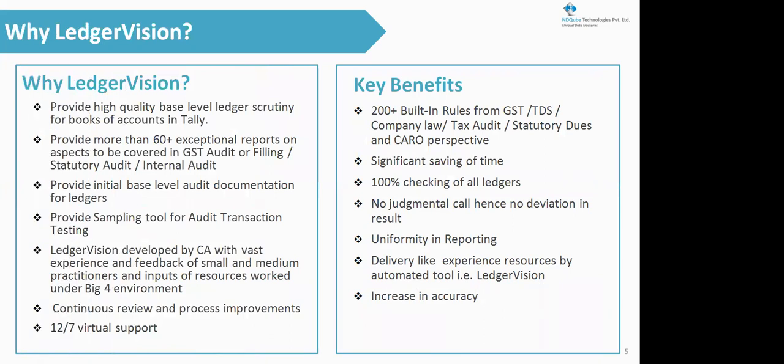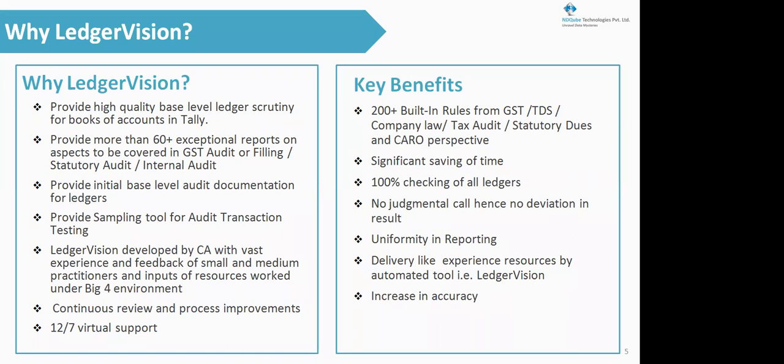So why Ledger Vision? It provides a high quality base-level ledger scrutiny for books of accounts in Tally. It works on Tally ERP 9 as well as Tally Prime, and even works on the education mode of Tally. There are around 67 reports which cover your GST audit, filing, statutory audit, internal audit, component audit, etc. It takes care of each and every voucher, so 100% scrutiny is there, no sampling. It will provide a thorough analysis of the data.